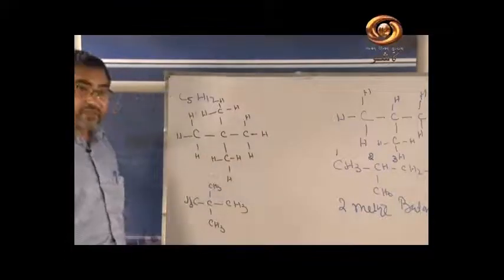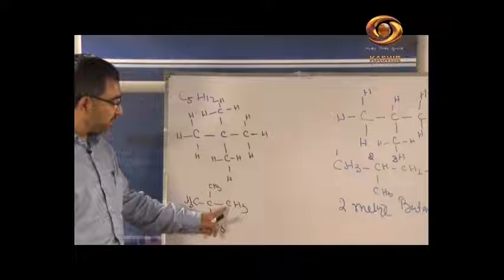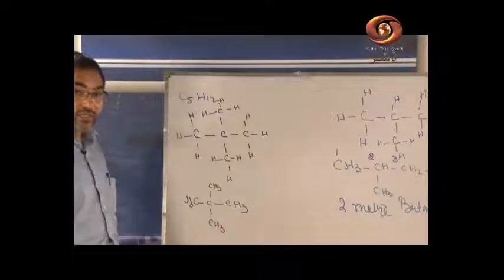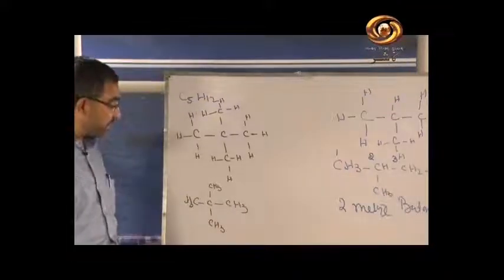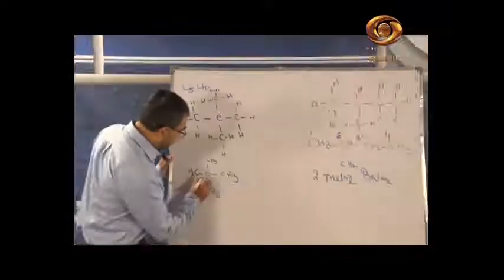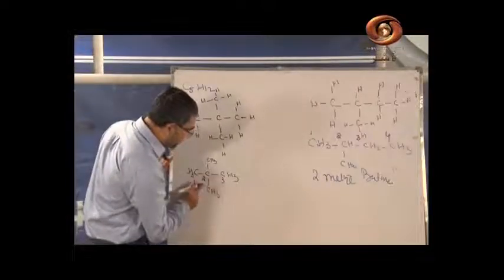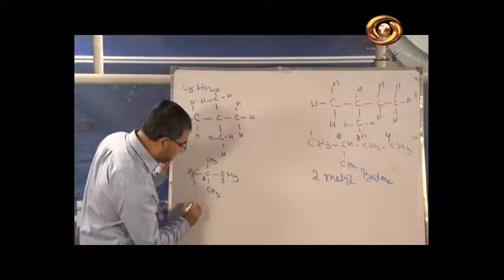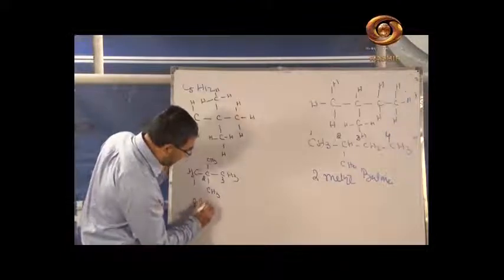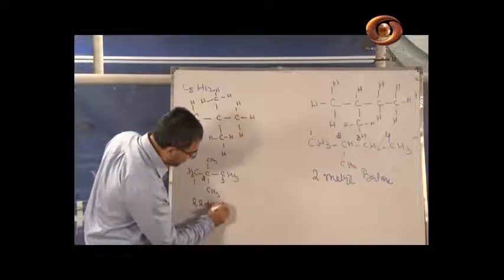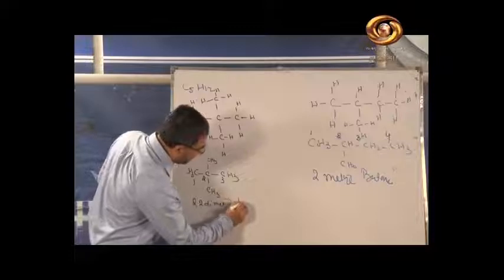So how many carbons are there in the longest chain? So there are 3 carbons in the longest chain. So what is the parent compound? It is propane. But to the propane, 1, 2, 3, we have 2-methyl and 2-methyl. So it is 2,2-dimethyl propane.